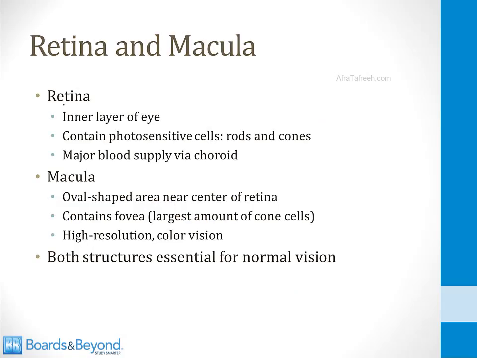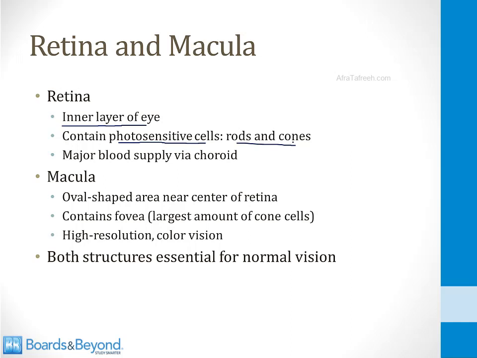We'll start by talking about the retina and the macula. The retina is the inner layer of the eye, and it contains photosensitive cells called rods and cones. You can basically think of the retina as the most important part of the eye. All the other structures in the eye are there to support the retina so that the retina can do its job of picking up light and making an image of the world around us for the brain.